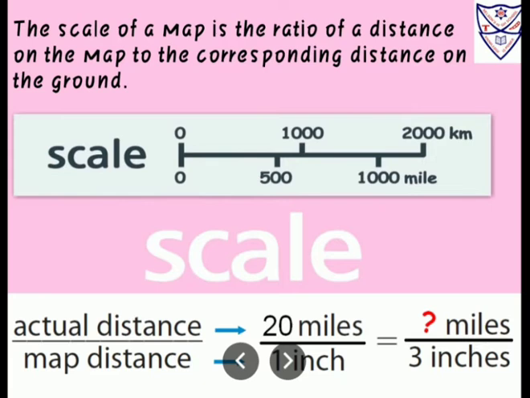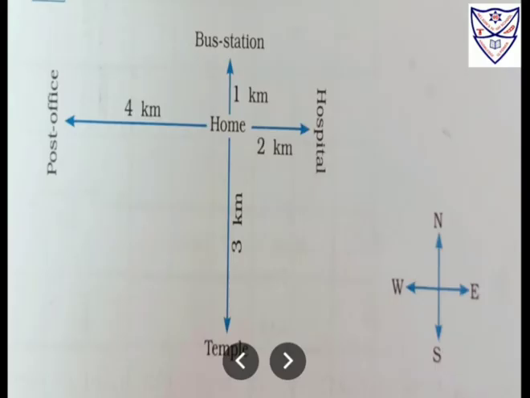For example, if you want to go from Ahmedabad to Mumbai, it is 500 kilometers, but on the India map, how will you mention this? What people do is convert this 500 kilometers into centimeters or inches, and then they represent it on the map. That is called our scale. So the scale of a map is the ratio of a distance on the map to the corresponding distance on the ground. Now we will go to the next one.